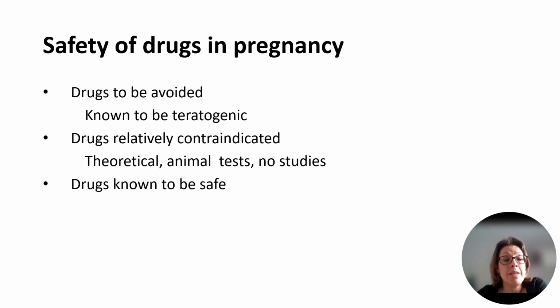There are drugs that are relatively contraindicated because there are some theoretical data, there may be some animal studies or no studies at all, but looking at the pharmacology of it, and maybe case reports, it has a relative contraindication. An example would be diuretics early on in pregnancy, although if the mother needs it to survive, then you would be using it.